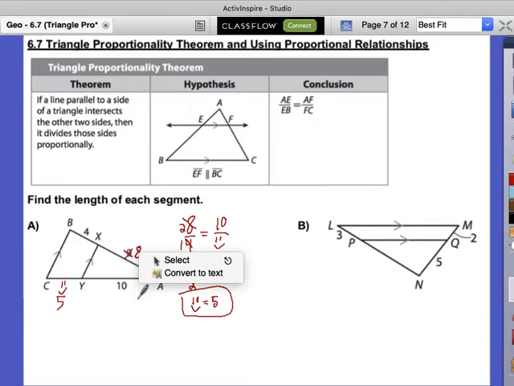Just like early on our board, 2 over 6, 2.5 over 7.5, 3.3 repeating over 10, all 0.3 repeating. Same concept here. These are both getting doubled in this case. It won't always be double, but they're always going to be proportional when we have the setup here of the parallel lines that intersect the third side.